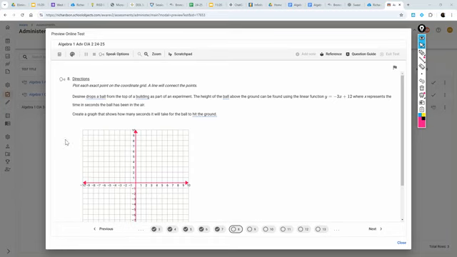A line will connect the points. So Desiree drops a ball from the top of the building as a part of her experiment. The height of the ball above the ground can be found using the linear function, where x represents the time in seconds the ball's in the air. Create a graph that shows how many seconds it will take the ball to hit the ground.